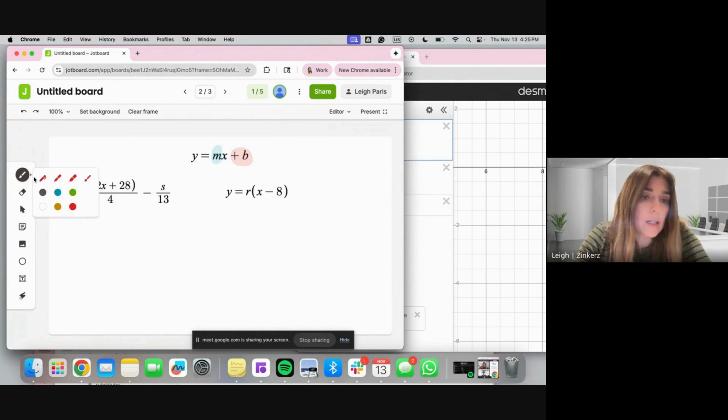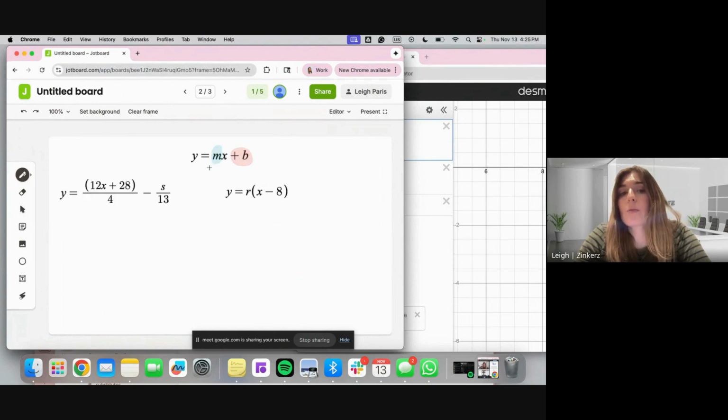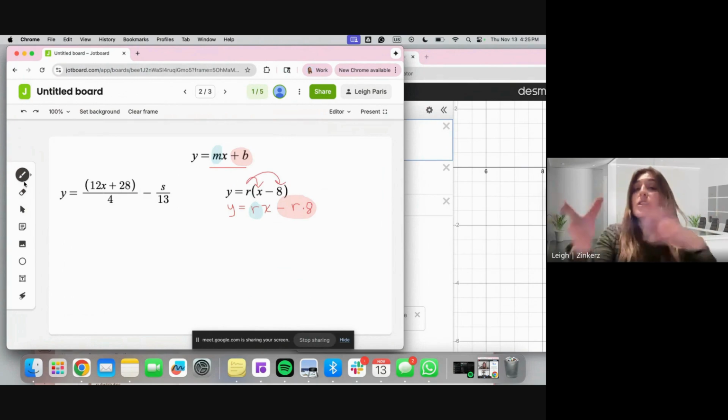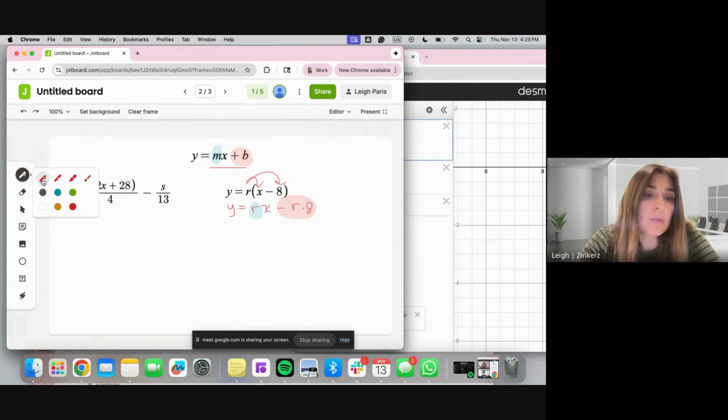So I'm going to start by trying to convert these equations into this form. I'm going to start here by distributing r, and we have y equals rx minus r times 8. If we're using structure, that's going to allow us to identify that r is representing the slope of the line, and negative r times 8 is representing the y-intercept of this line. If we can identify that on the other equation, then we're going to be able to use structure and match them up. What I mean by that, we're going to now simplify the left side of the equation and turn this into this form.